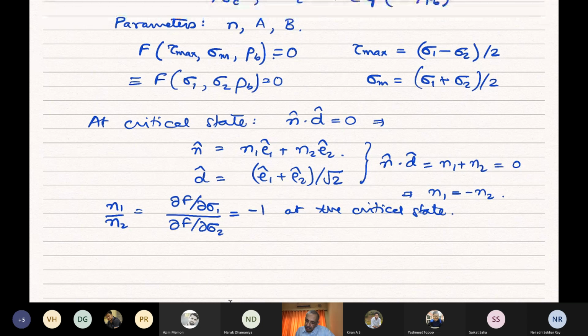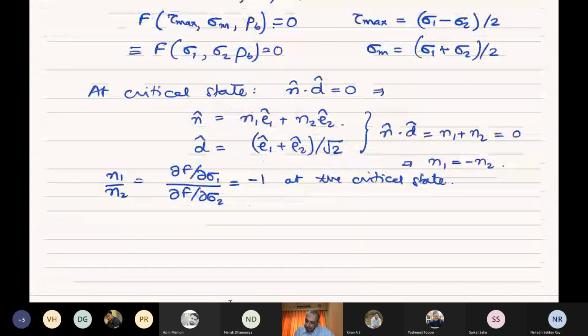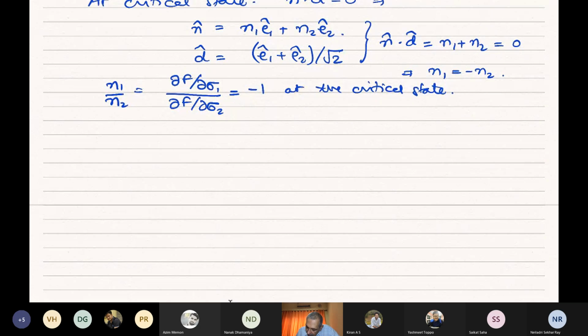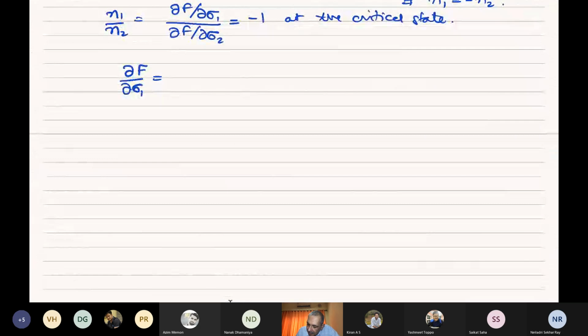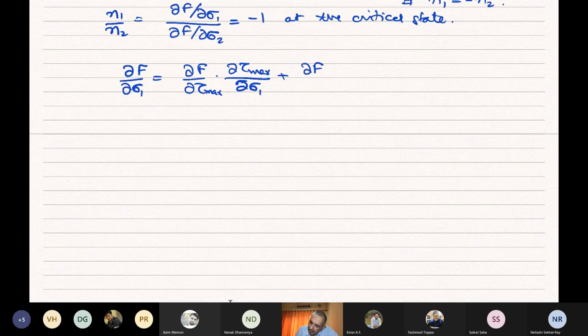So now we can find out what is del f by del sigma 1 from this formula that we have been given, and del f by del sigma 2. So what is del f by del sigma 1? Well, since we know this in terms of tau max and sigma m, we can write this as del f by del tau max into del of tau max by del sigma 1. So, this is just using the chain rule.